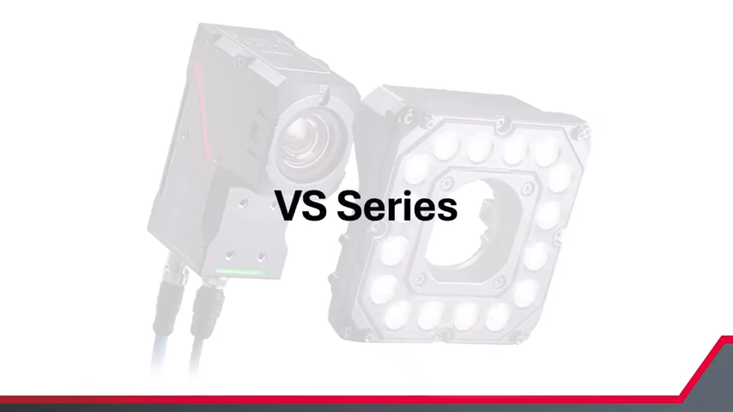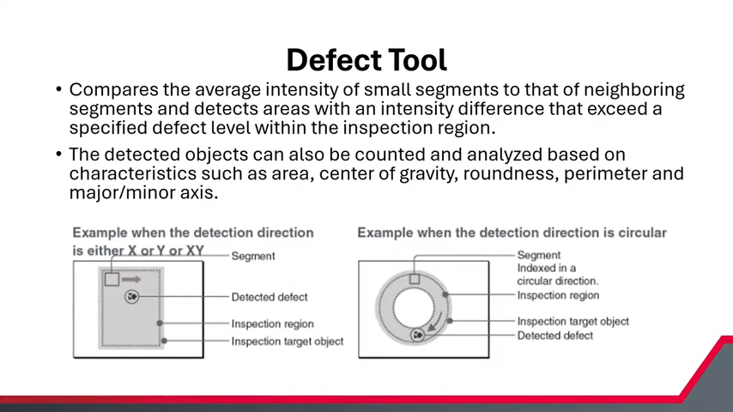VS Series Defect tool. The defect tool compares the average intensity of small segments to that of neighboring segments and detects areas with an intensity difference that exceed a specified defect level within the inspection region. Detected objects can also be counted and analyzed based on characteristics such as area, center of gravity, roundness, perimeter, and major to minor axis.